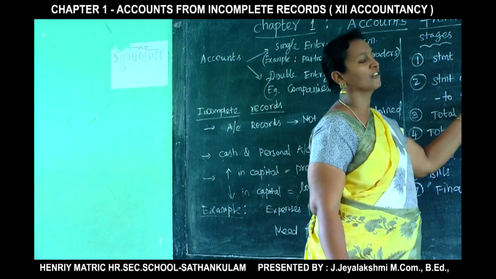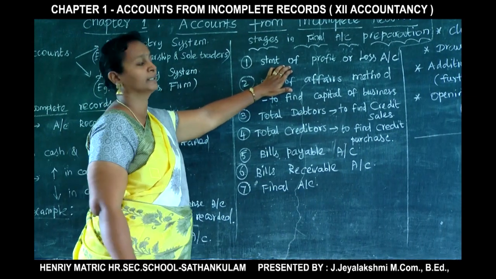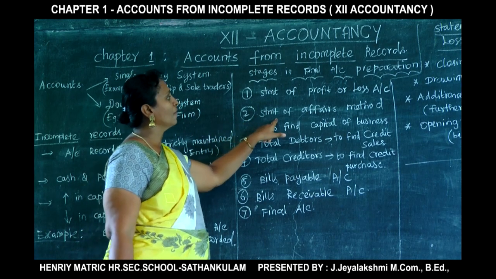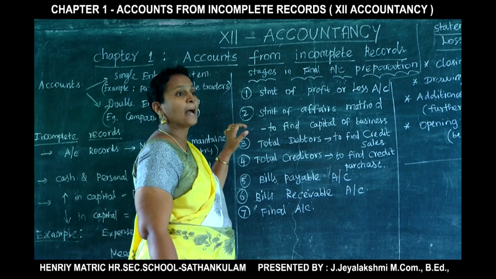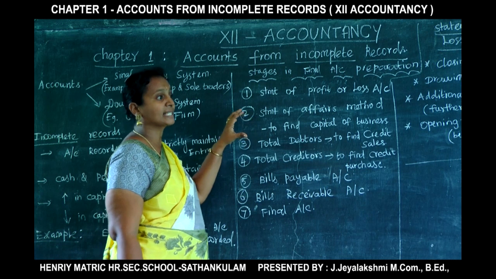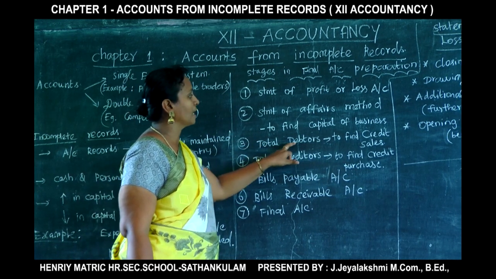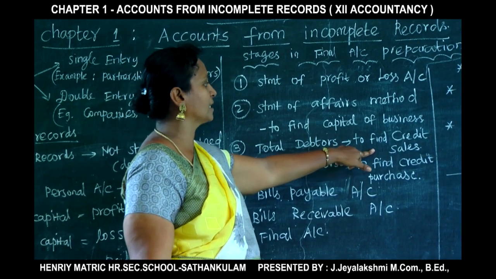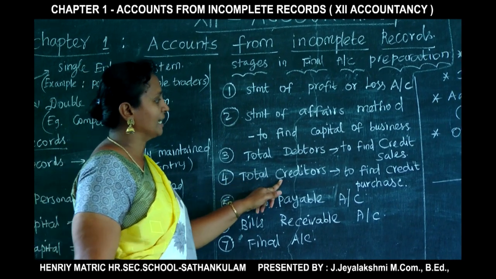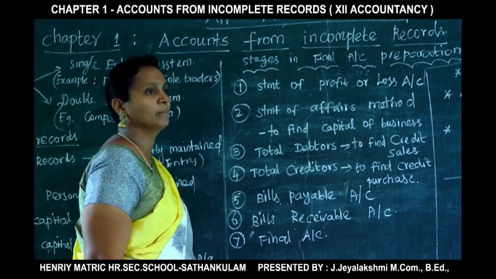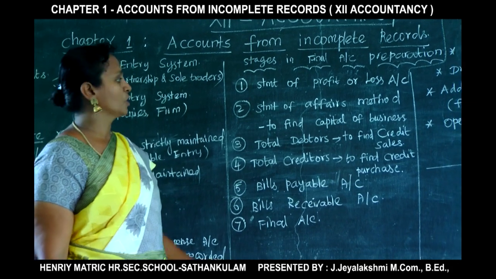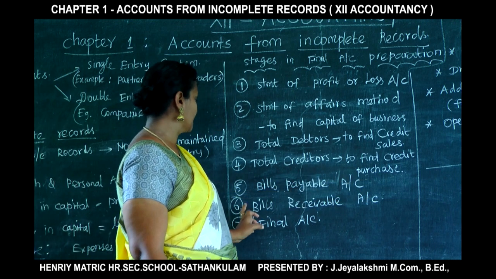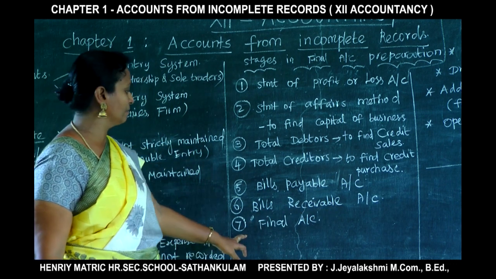To prepare final accounts, first, the statement of profit and loss account, which we use to find profit and loss. Second, statement of affairs method, to find the capital of the business, how much has been invested in the business. Third, total debtors, used to find the credit sales, meaning the amount we have to receive from the person. Next, total creditors, to find the credit purchases. Being a big concern, we cannot have all cash purchases, so we will have credit purchases also. Fifth, bills payable account, then sixth, bills receivable account. Finally, by having these 6 aspects, we prepare the final account.